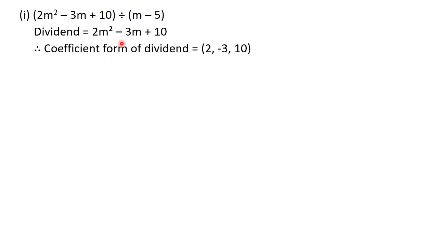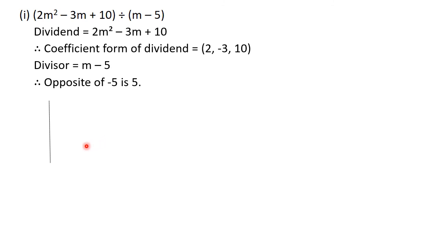Okay, so dividend we wrote, and from that we wrote the coefficient form of the dividend. These two things we have to do with the dividend. Then we have to go towards the divisor. So the divisor here is m minus 5. I told you that you are going to take the opposite of the number present here. So here minus 5 is present, so the opposite of minus 5 is plus 5. So these two things which we need, we found out. The first thing is the coefficient form, and the second thing is the opposite of the number or constant in the divisor. Now let us go towards synthetic division.